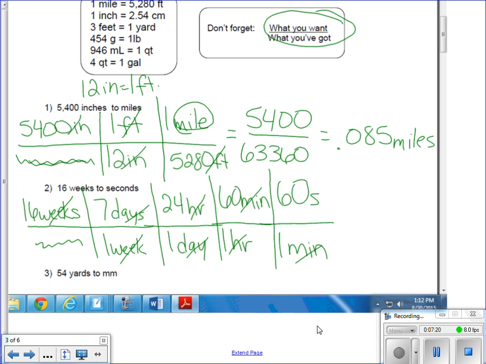What I want should go on top. I want my answer in seconds. And that's what I have in the top of my last box. So that means I can stop. So now you can take out your calculator. You multiply all the numbers across the top and multiply across the bottom. That's just 1. So when you divide these two, you get 9,676,800 seconds. Don't forget to put those units on there.